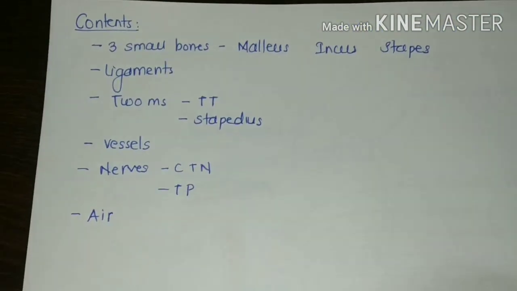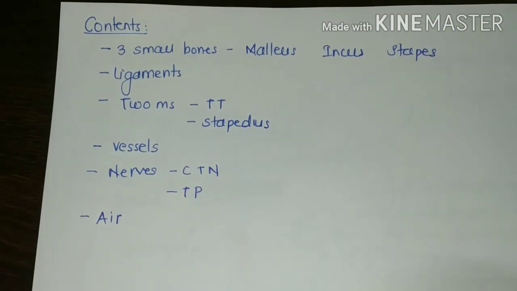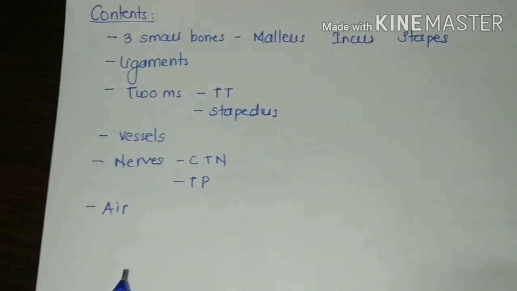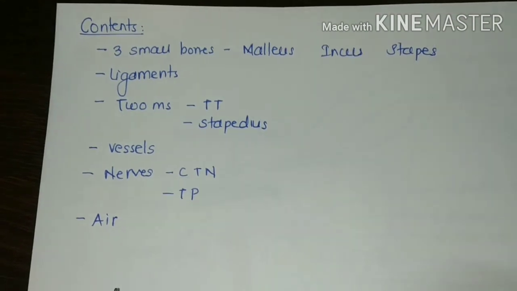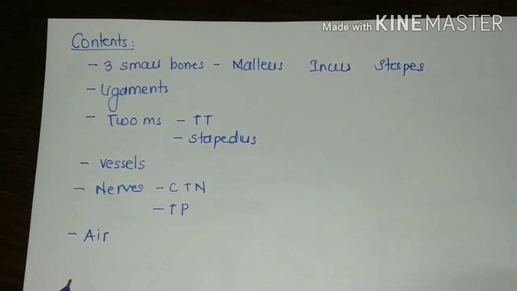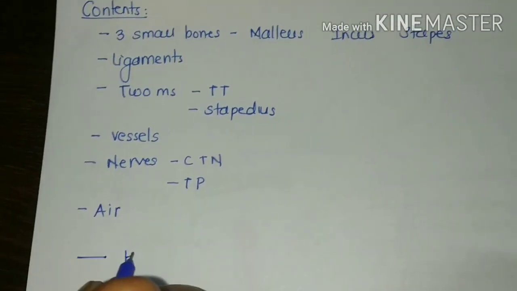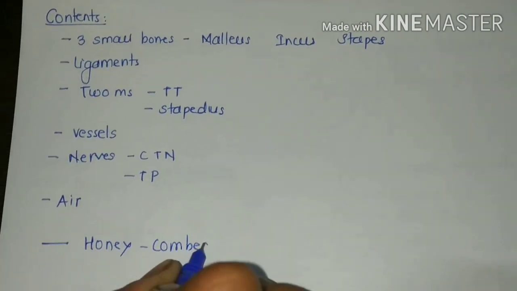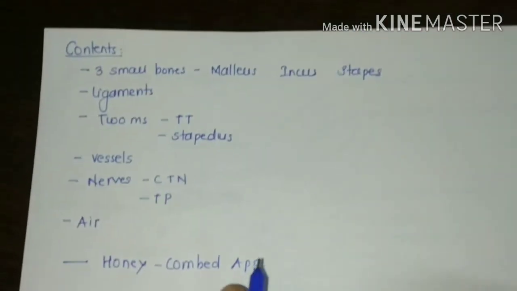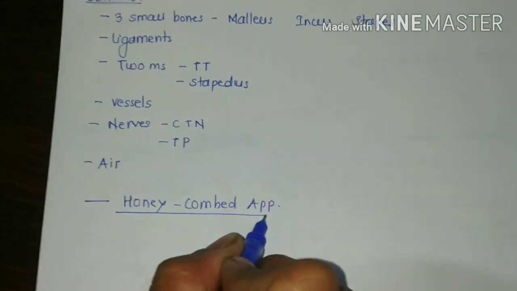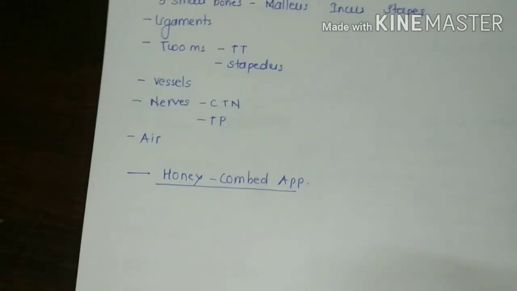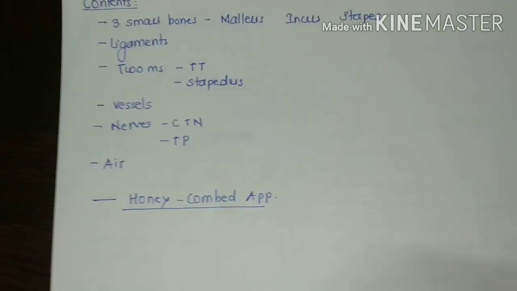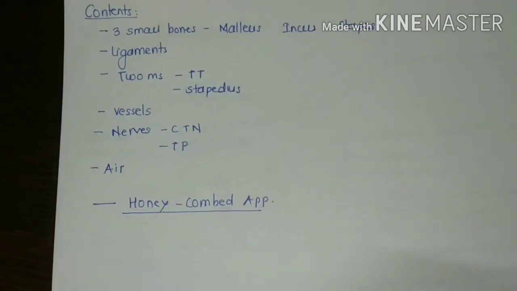Now the mucous membrane lining the middle ear cavity invests all the contents and forms numerous vascular folds which project into the cavity, and this gives a typical appearance that is called honeycombed appearance. So this typical appearance is due to the numerous vascular folds in the middle ear cavity. Now coming to some of the contents one by one.